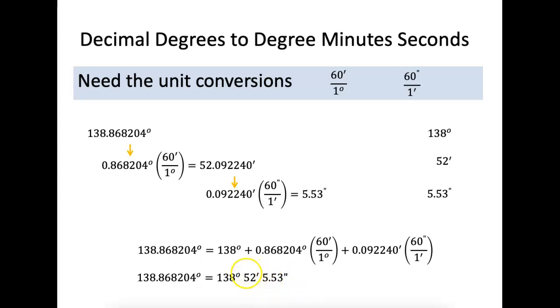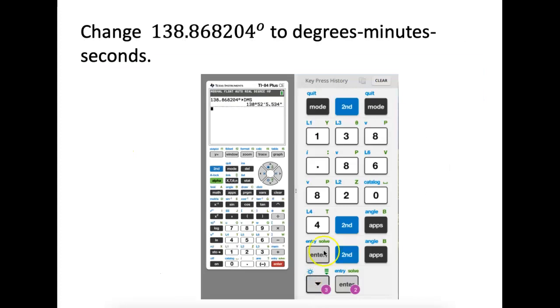Now, that's to do it with conversion facts, but there is a way to do this in our calculator. So I want to show you that with the calculator. If I want to change this number to degrees, minutes, seconds, the first thing I have to do is make sure my mode of the calculator, the mode is this key right here, is in decimal degree, it's in degree mode.